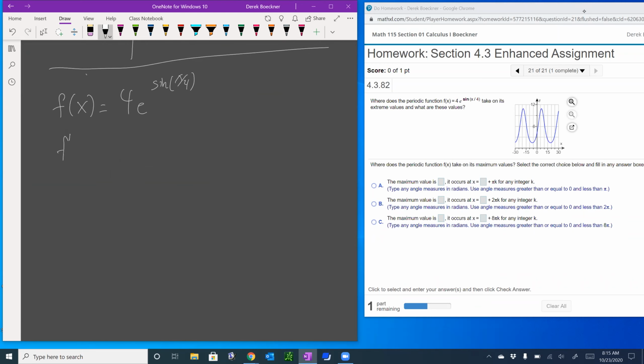So f prime, we use a chain rule. Twice, right? Repeated chain rule. So we get this as our derivative. The 4's cancel, that's kind of nice.